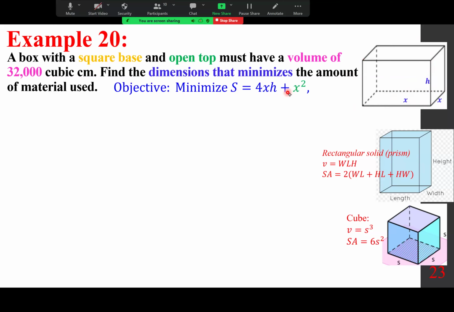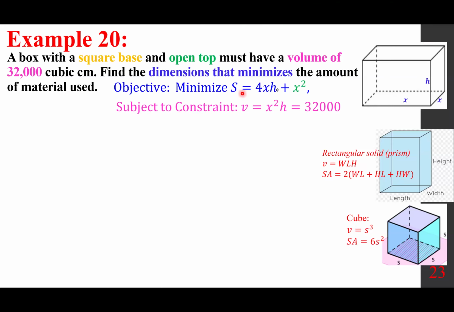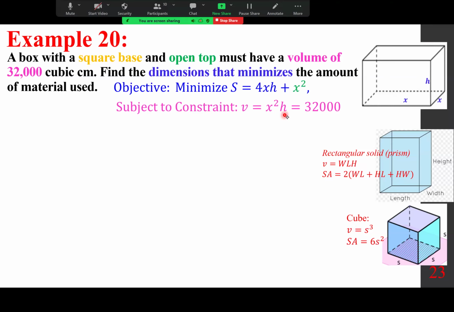What is the constraint? The volume must be 32,000. What is the volume? x times x times h, so x squared h must be 32,000. This is understanding the algebra and the geometry behind it. This has two variables, x and h. We're going to solve for h and put that into the surface area, so it becomes a function of one variable, x, instead of two.